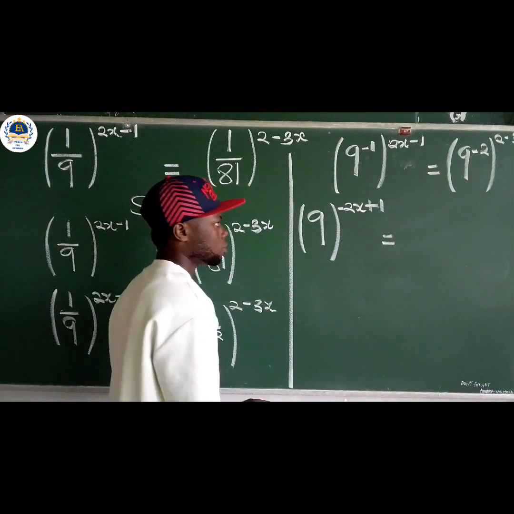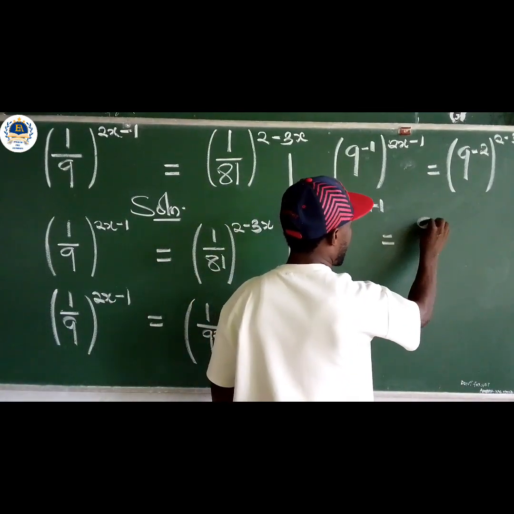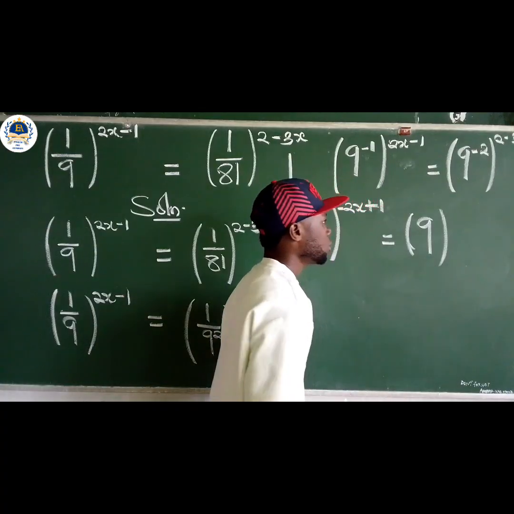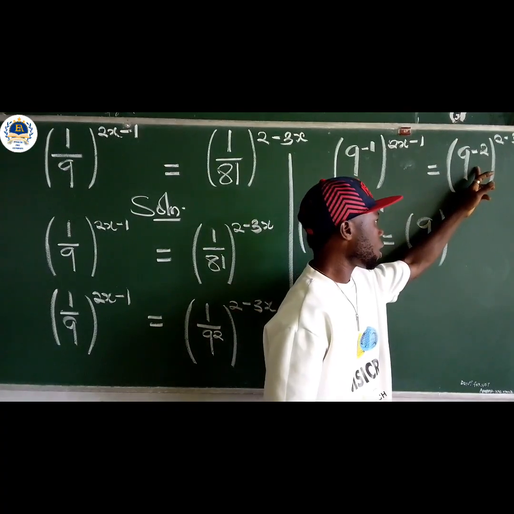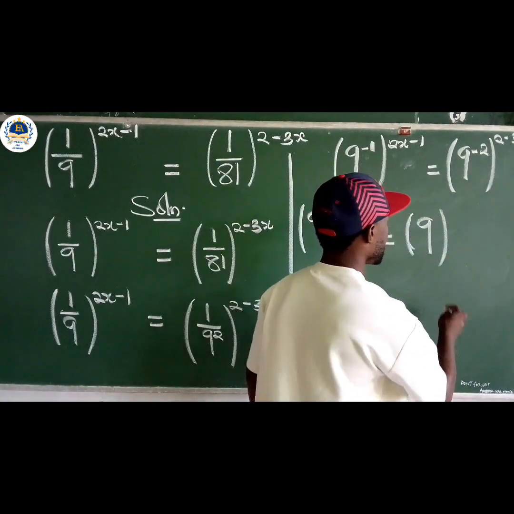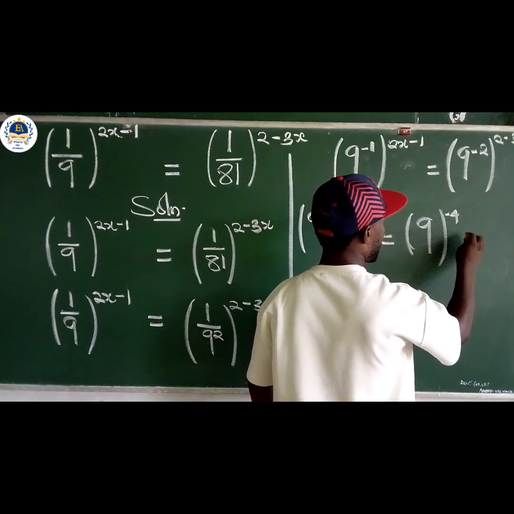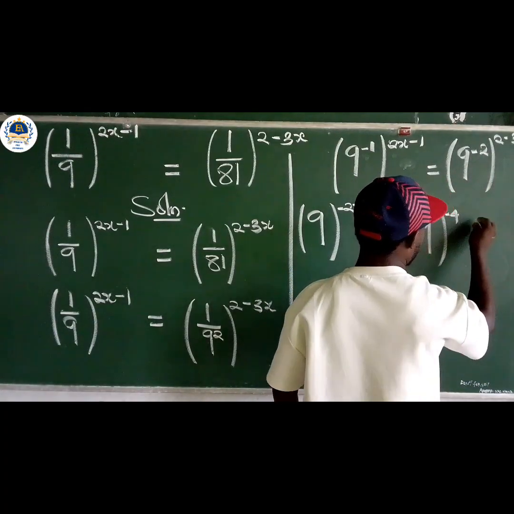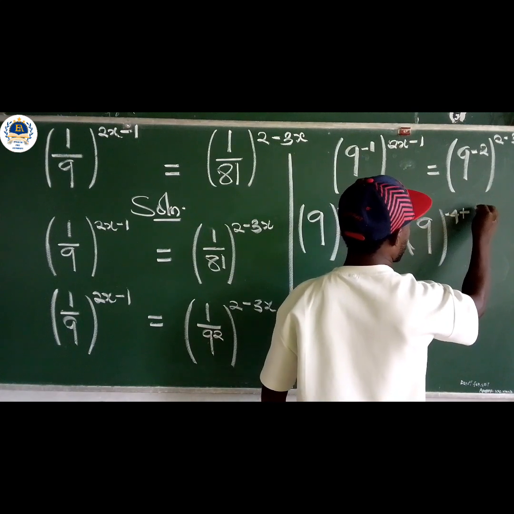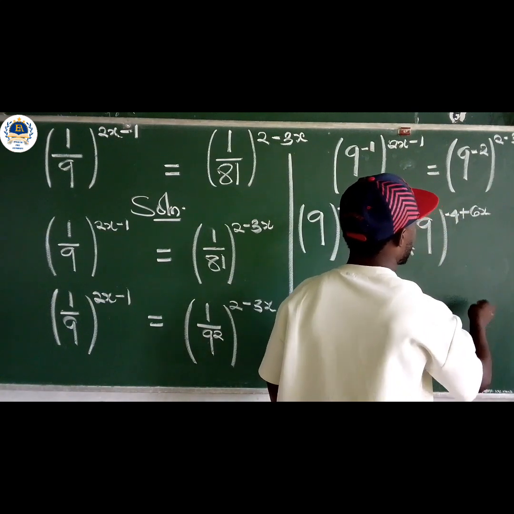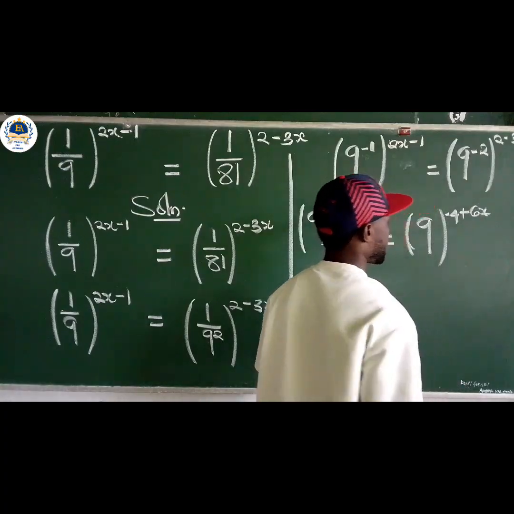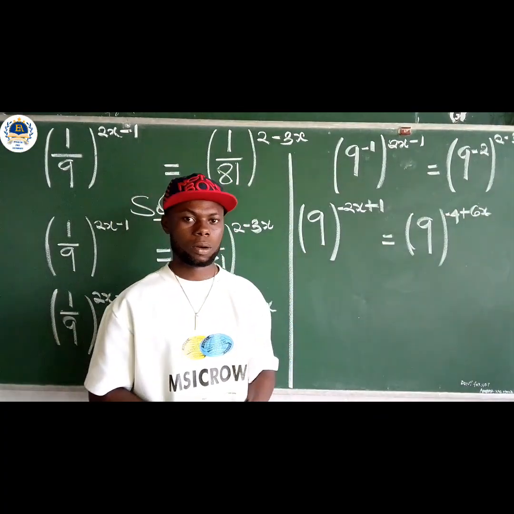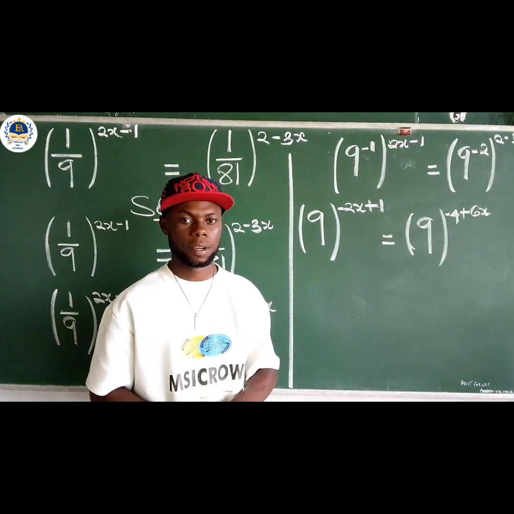This is equal to 9 in bracket minus 2 times 2 gives minus 4. Then minus 2 times minus 3 gives plus 6x. If you understand this stage, just comment I understood stage 3.